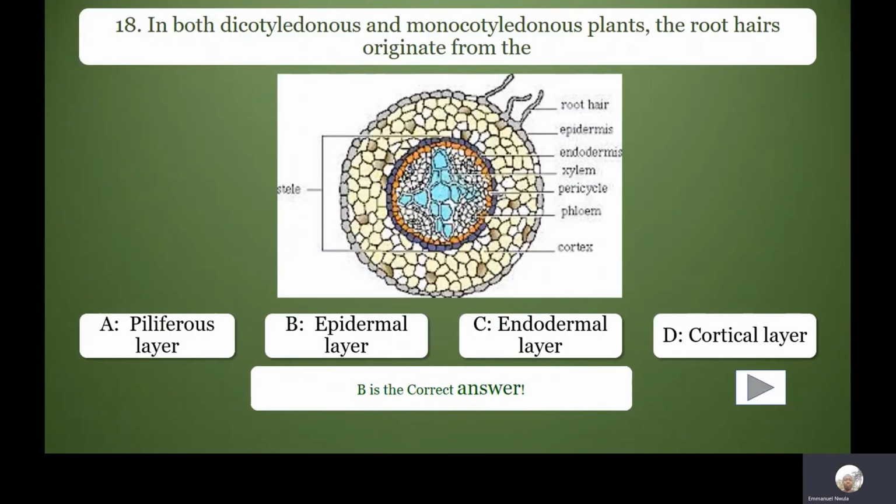In both dicot and monocot plants, the root hairs originate from the epidermal layer, the epidermis. So you can see root hairs, you can see the epidermis. So they originate from the epidermal layer. That's B.